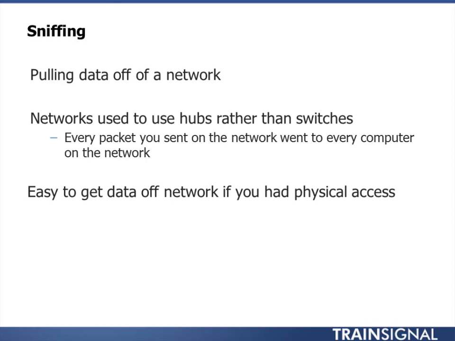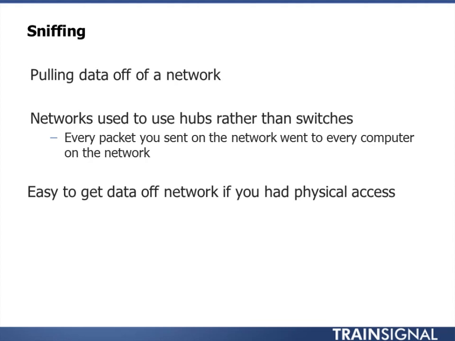Back in the day, we didn't have what's called switches now. A network switch sends data only to the computer that's meant to receive it. Back then, we had hubs, and hubs were cheaper. And every packet you sent on the network went to every computer on the network, including its destination server.